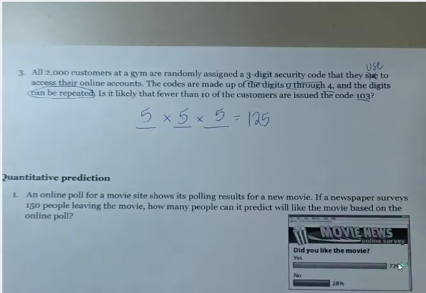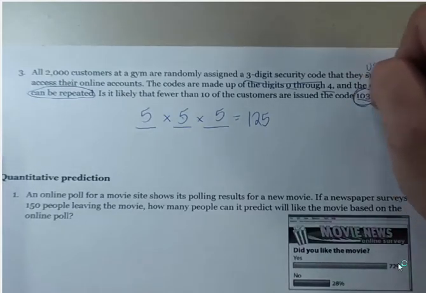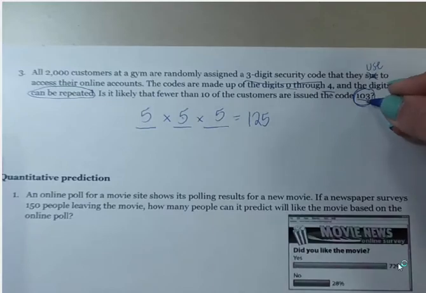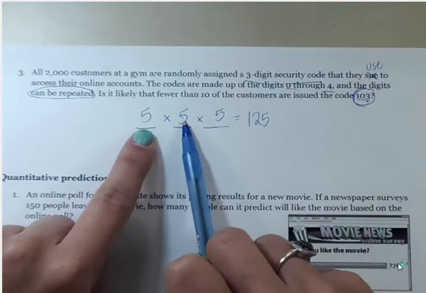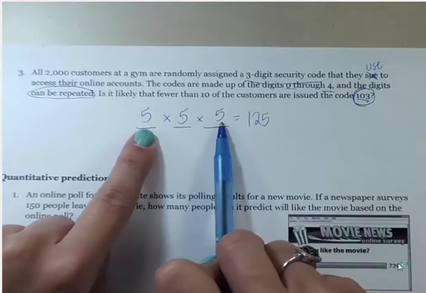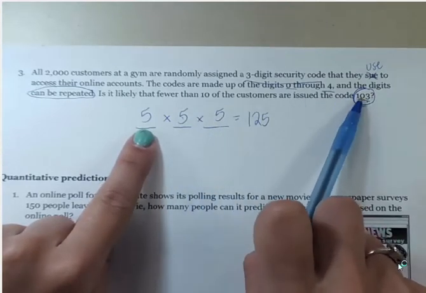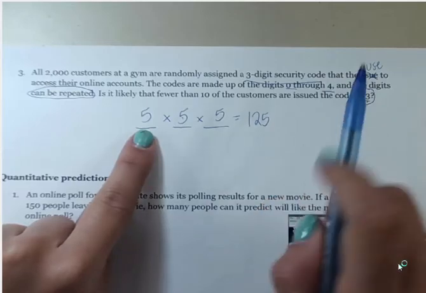how many options can you get 103? You can only get 103 one way, right? Because you can only have a 1 here, a 0 here, and a 3 here. You can't get 103 any other way. So the probability of me getting a 103 as my code is 1 chance out of a total of 125.